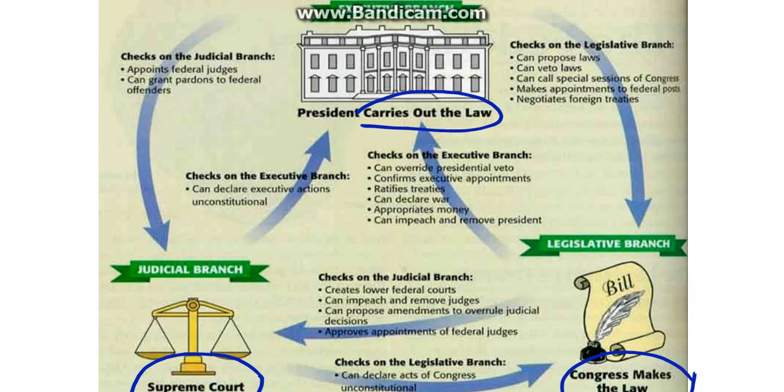Pause the video and read through the checks and balances for each individual branch. And we will discuss it more in depth in our lesson in class.